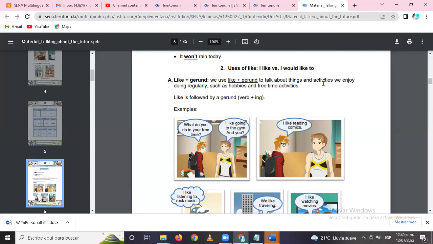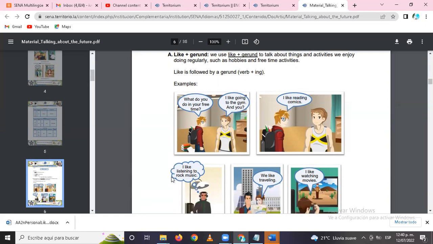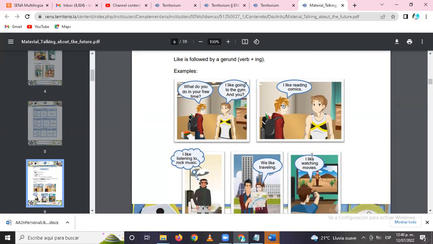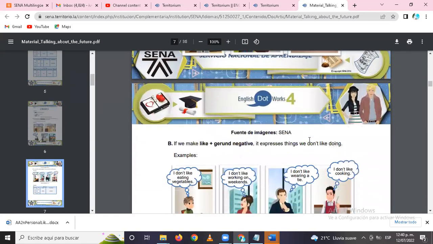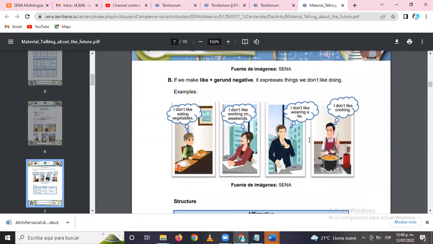To talk about things and activities we enjoy doing regularly, such as hobbies and free time activities. What do you do in your free time? Okay, I like going to the gym. I like reading comics. I like listening to rock music. We like traveling. I like watching movies. So all of them are nouns, are gerunds. Son gerundios, porque son sustantivos.